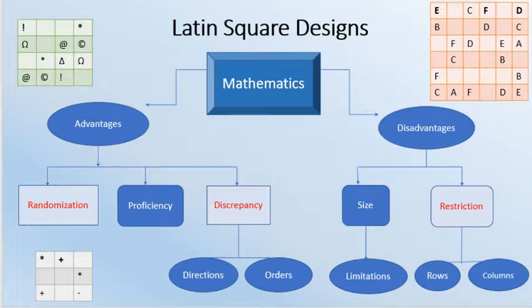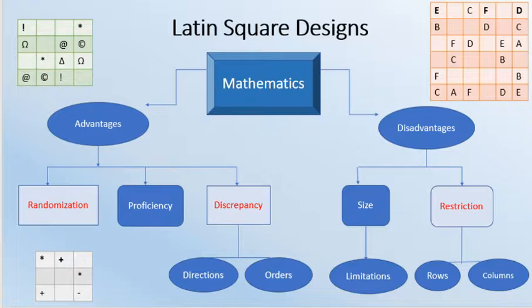Some of the random variations of Latin square designs can be placed anywhere, and through trial and error we must see which method works. The mathematical relationships and advantages include randomization, meaning you could choose any order. There's proficiency, so you must go through trial and error to see which method works. And there's discrepancy, meaning there are directions: the rows and columns within a box chart.